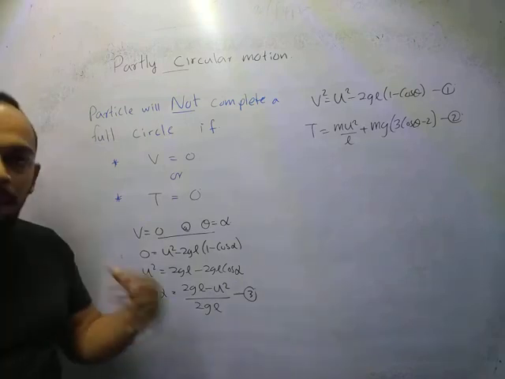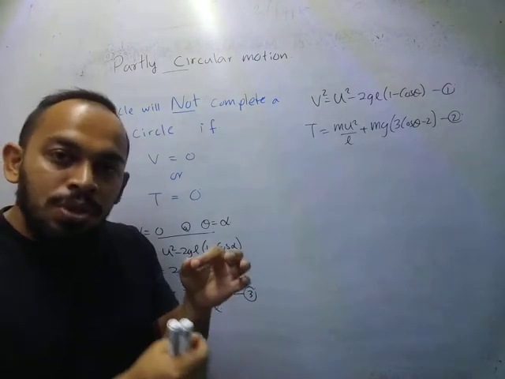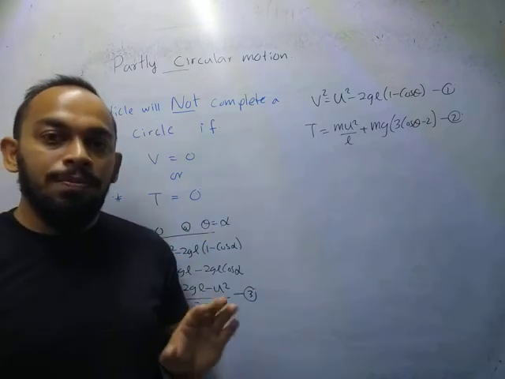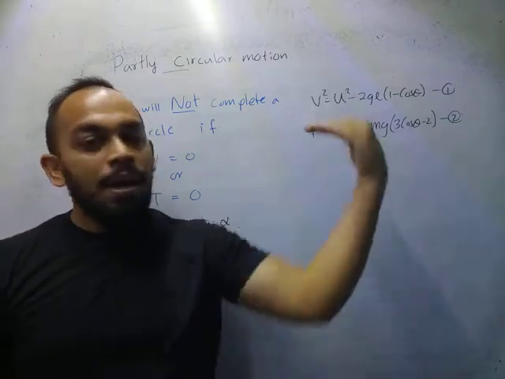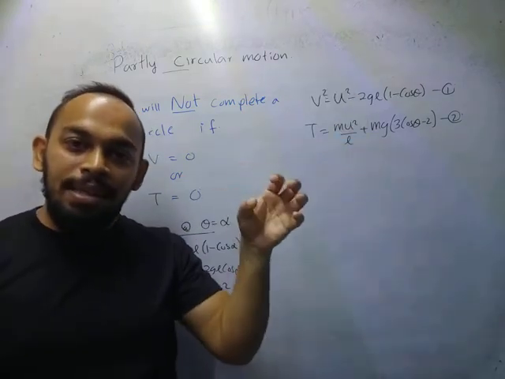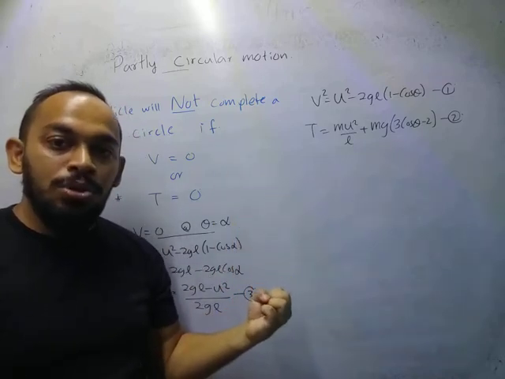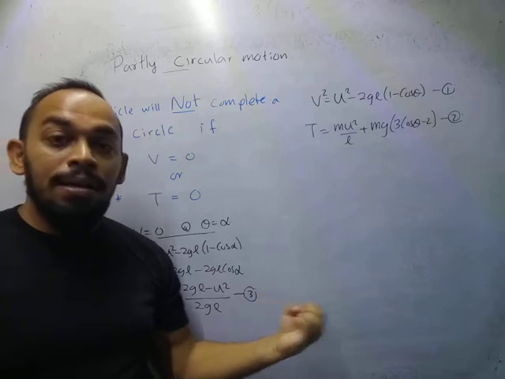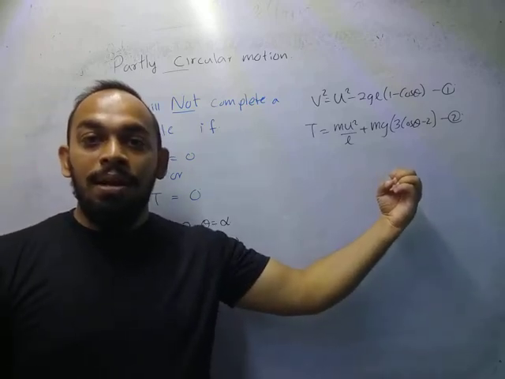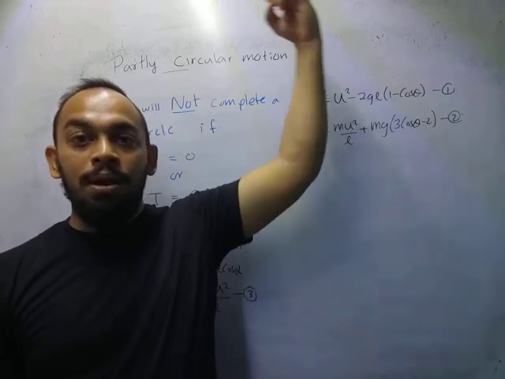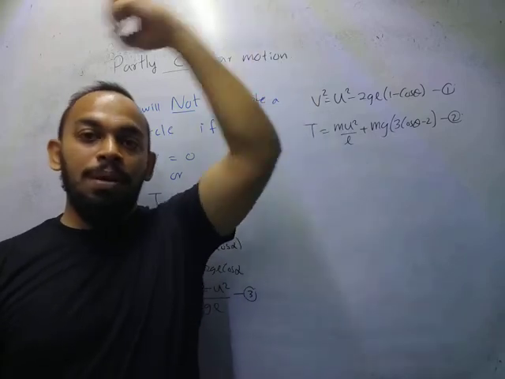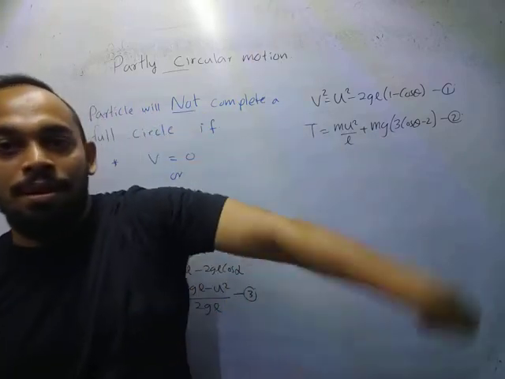Now, why did I find cos alpha? Alpha gives you a sense of where you are, right? So the angle tells you where you are. If the angle is 0, that means you are at the same initial position. If the angle is 90 degrees, you are here. If the angle is pi, then you are on the top, right? 3 pi by 2, like this, right? It moves, okay?